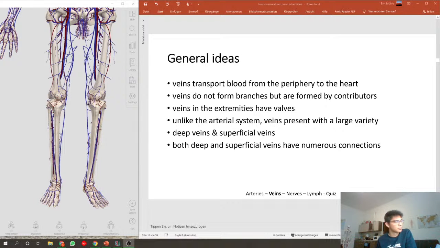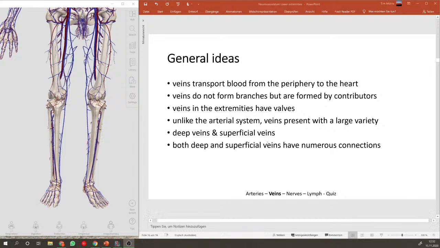And generally, we can divide the venous system in the extremities into a deep and a superficial venous system, which are both connected by various perforating veins, as we will see. And yeah, let's get to it. Again, it will be a little bit shorter than for the arteries.